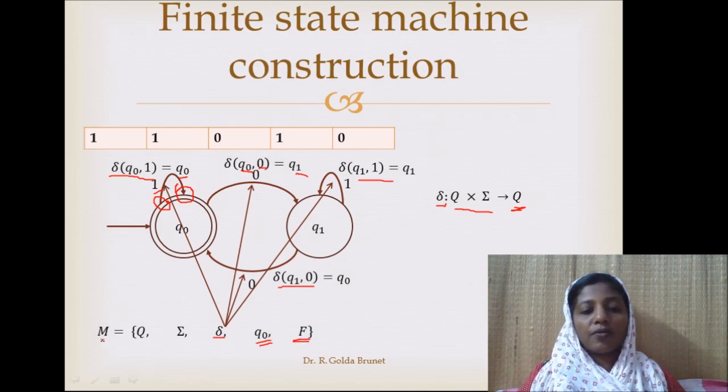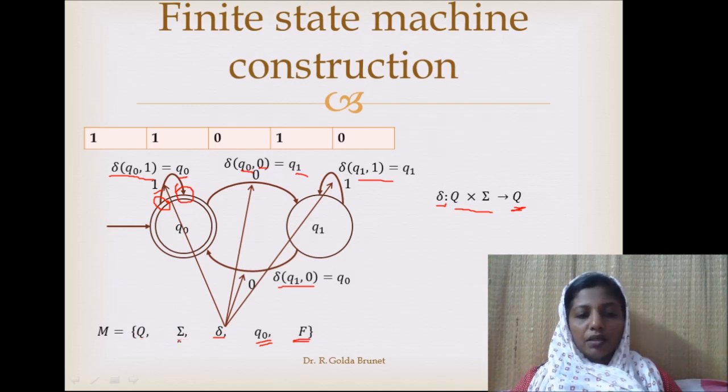So your finite state machine or the deterministic finite state automata is defined with these five components: Q, the finite set of states, sigma, the finite set of symbols, delta, the finite set of transitions, Q naught, the starting state, and F, the finite set of accepting states.